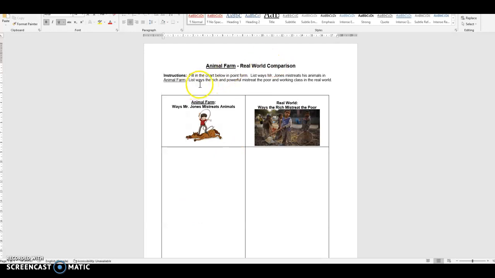Then I'd like you to list ways that the rich and powerful mistreat the poor and working class in the real world. You can do that in this second column right here. I can think of a lot of different ways that the poor and the working class are mistreated in society, so you can go in a lot of different directions. There's not necessarily a right or wrong answer to this. But what we're trying to do is compare, or at least make lists of, the ways that the animals are mistreated in the novel, and compare that to the ways the rich mistreat the poor.